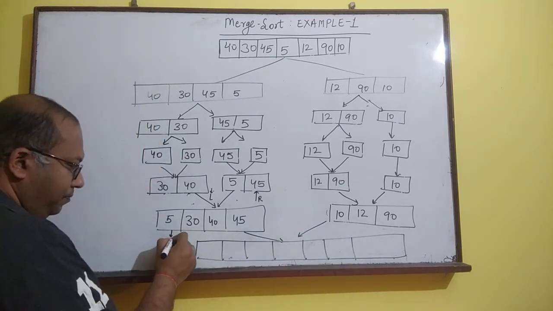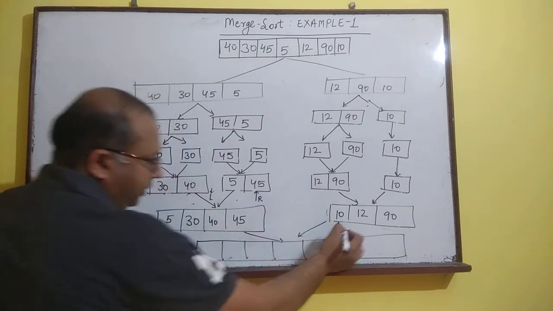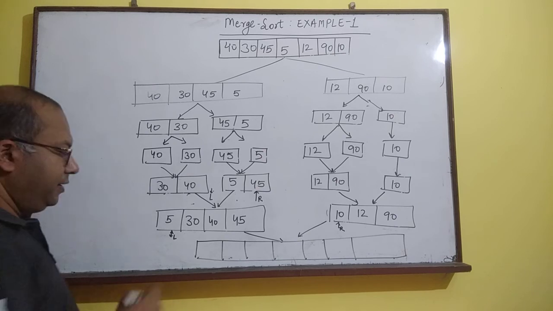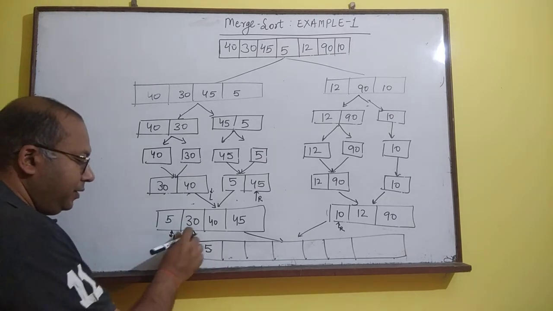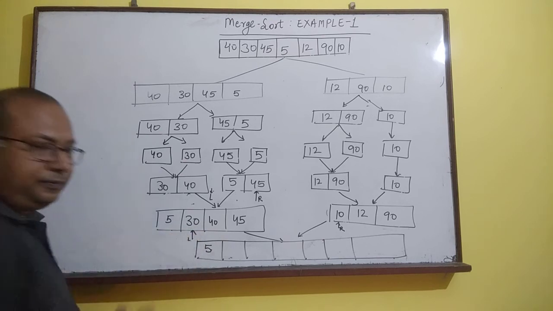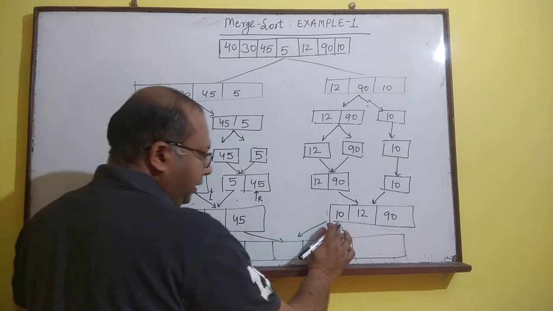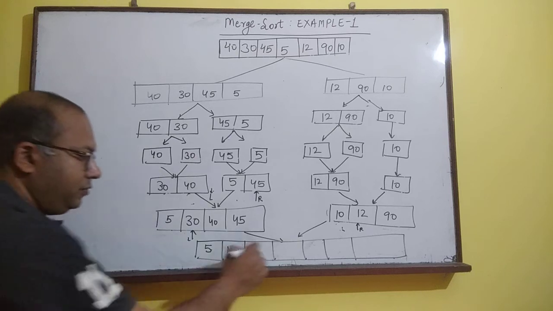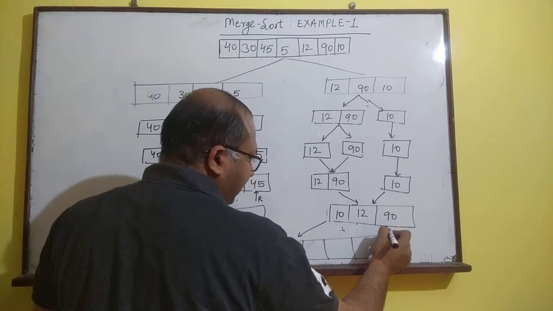So we will have an L pointer here, and an R pointer here. Now we will compare the L pointed value with the R pointed value. The L pointed value is 5 and the R pointed value is 10. So the 5 will be stored here and the pointer will proceed to the next element. Then 30 is compared with 10, so 10 will be stored here and the pointer will move to the next element. Then 30 is compared with 12, 12 will be stored here and the R pointer will move to the next element.